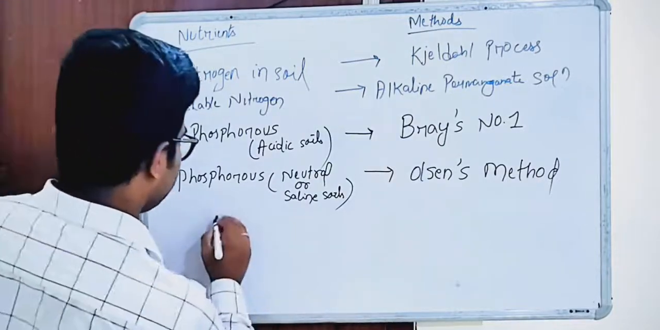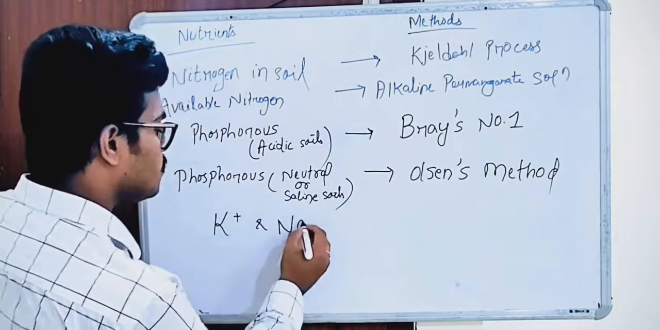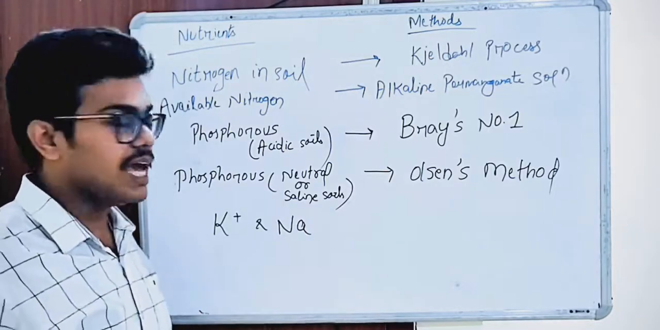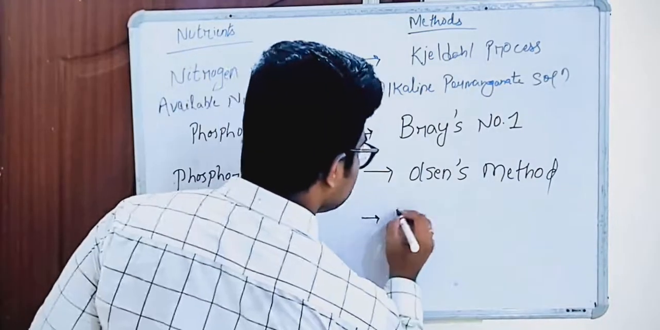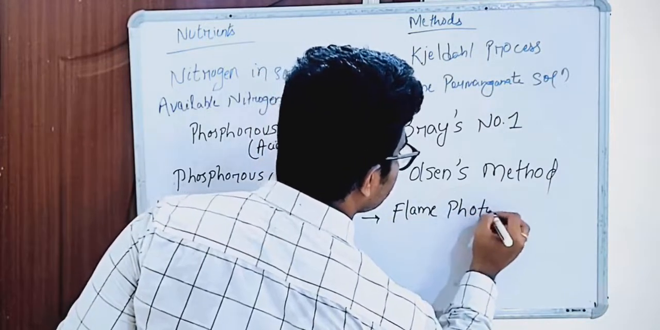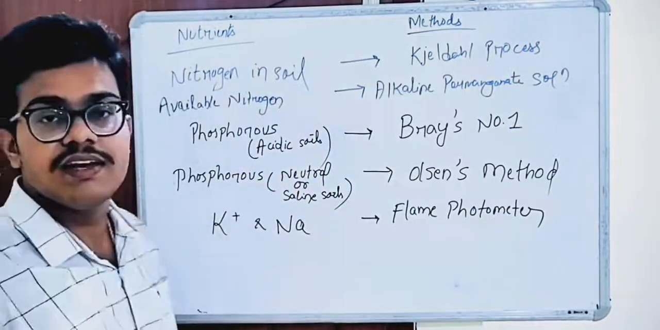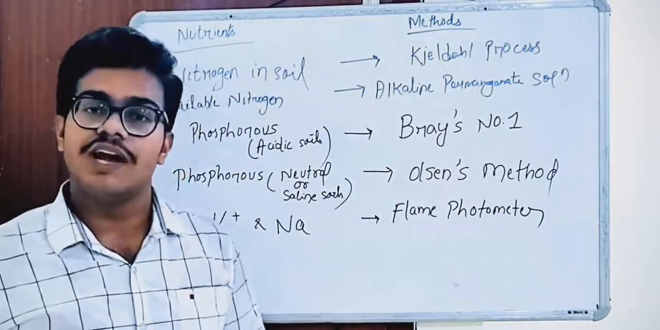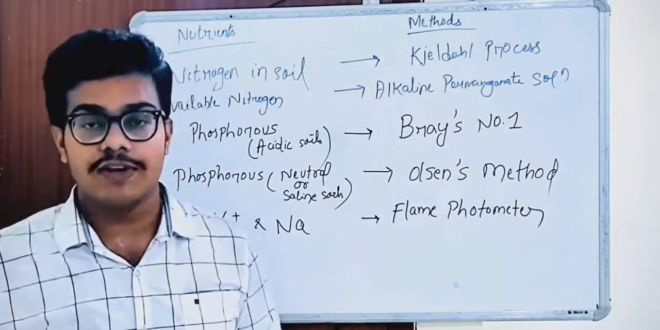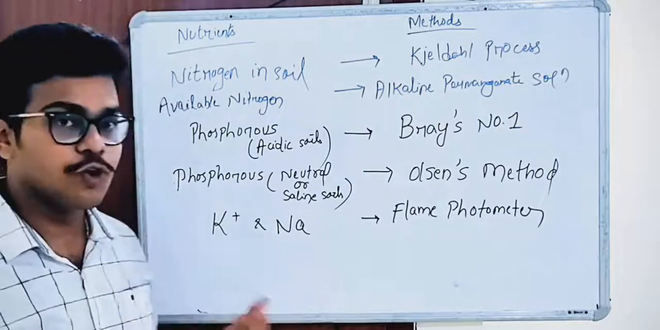Now going to potassium, K plus, and sodium. Both potassium and sodium can be analyzed using the flame photometer method. The flame photometer is generally a machine utilized in agronomical or soil science laboratories, by which we can analyze potassium and sodium.